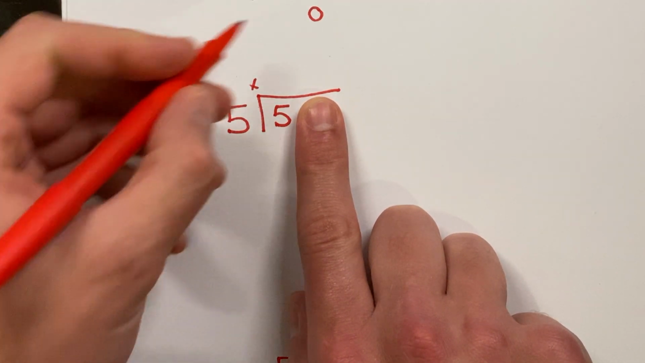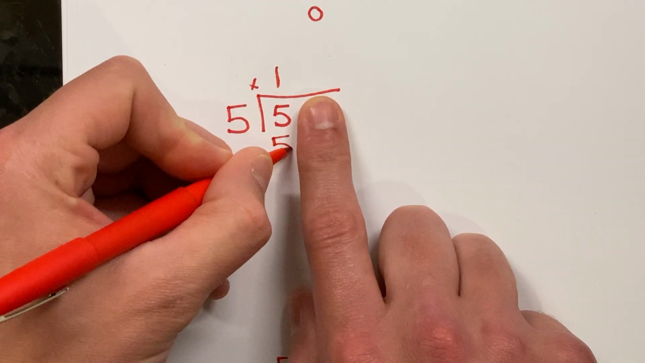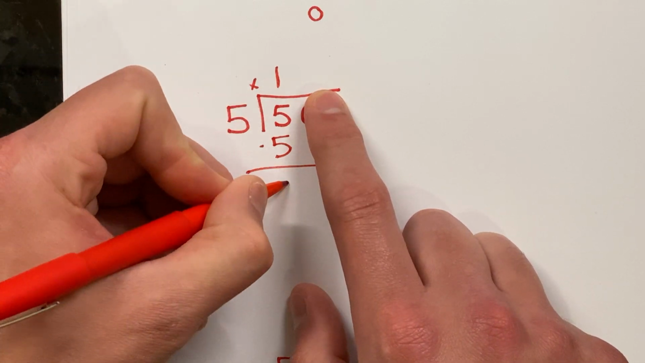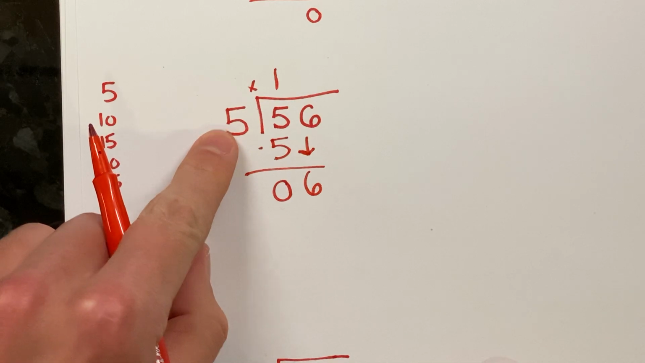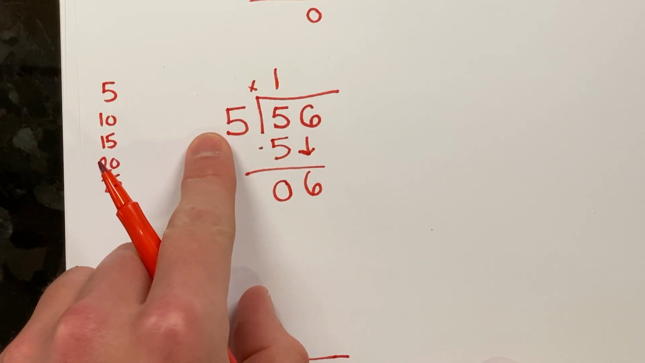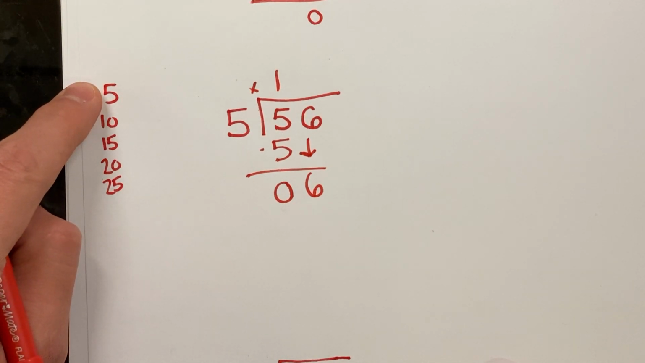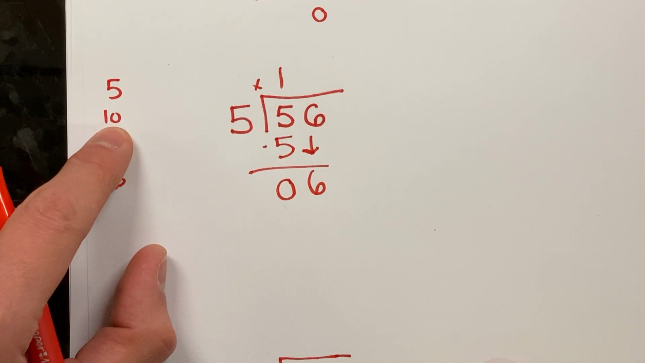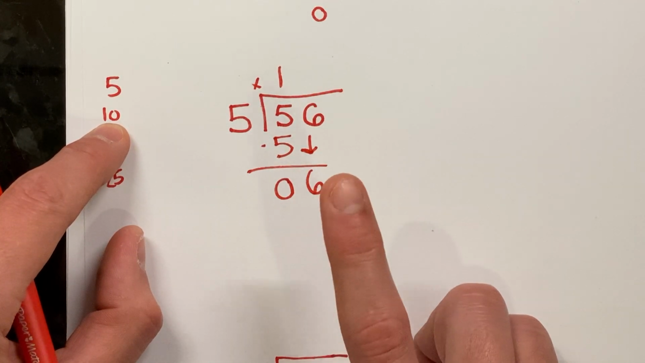Well, 5 times 1 is 5. I've multiplied. I subtract. I bring it on down. And I bring it on back. How many times can I multiply 5 before it gets too big for 6? Well, 5's a little bit under, but 10 is too big. I got to get as close to that 6 as I can without going over.